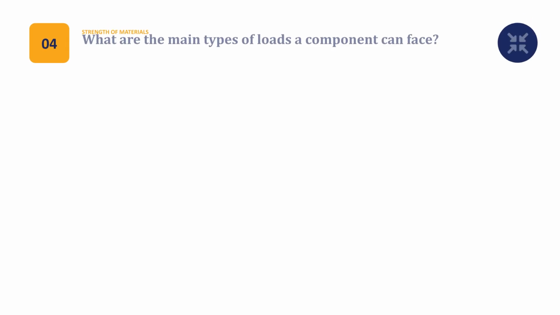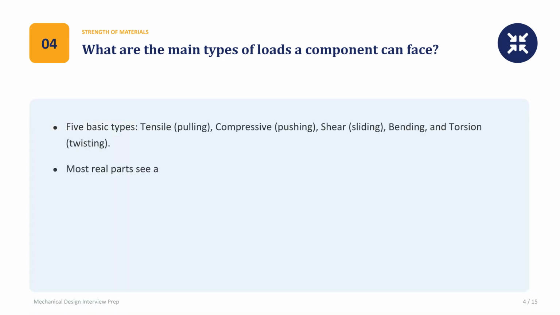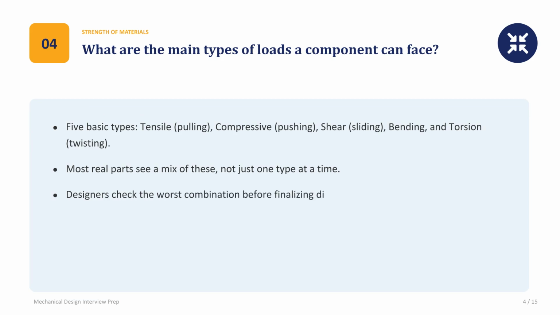Question 4. What are the main load types? 5 basics: tensile, or pulling, compressive, or pushing, shear, or sliding, bending, and torsion, or twisting. Real parts usually face a combination, so as a designer, you always check the worst-case combination first.